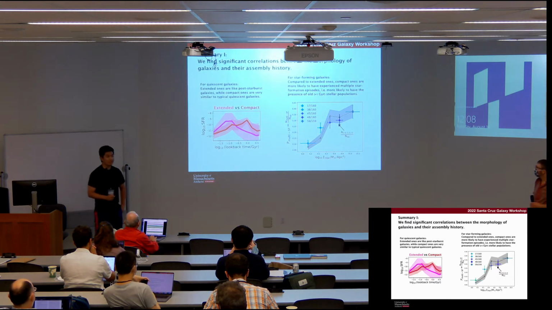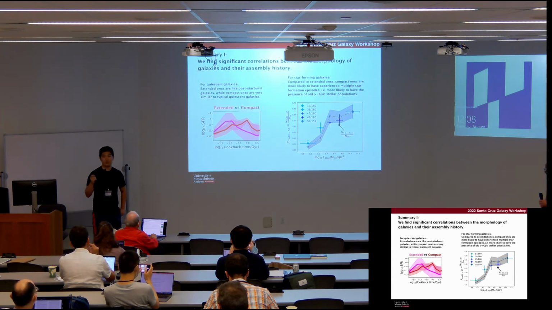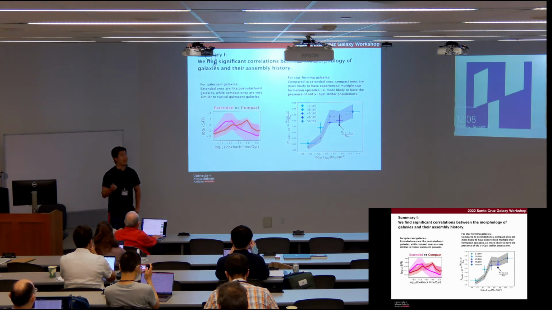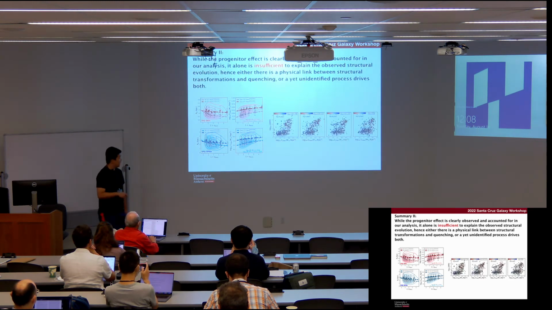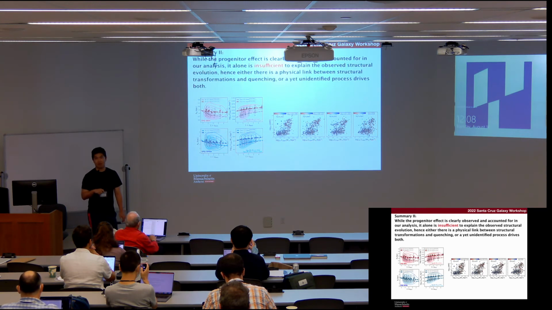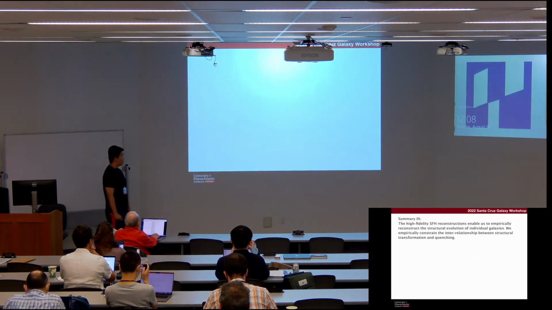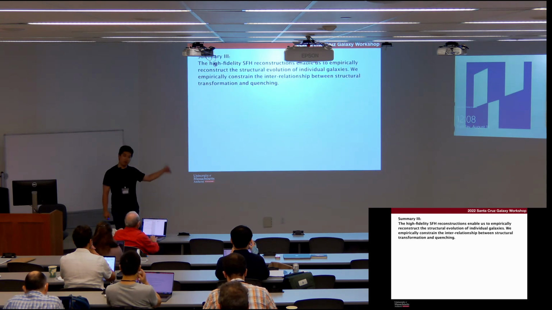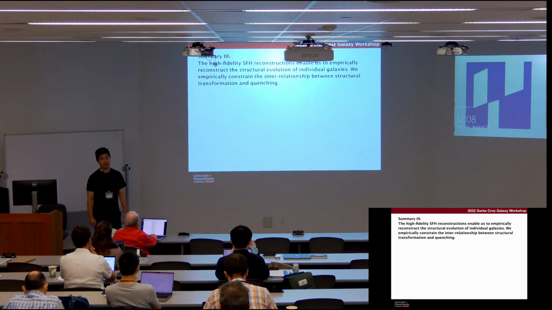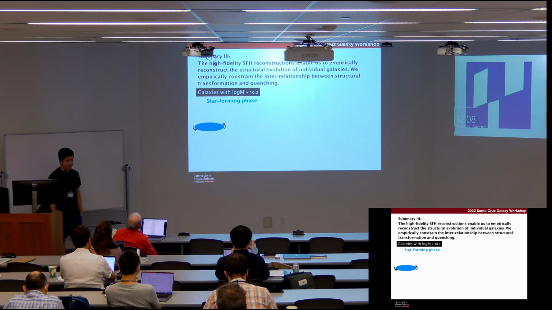So to quickly summarize, we find a significant correlation between the star formation history of galaxies and their morphology. We show that the progenitor effect is clearly observed and accounted for in our analysis. It alone is insufficient to explain all the apparent correlations. And finally, with this high-fidelity star formation history reconstruction, we propose this novel approach to empirically reconstruct the structural evolution of individual galaxies. And finally, if we put everything together, we converge to this general picture.